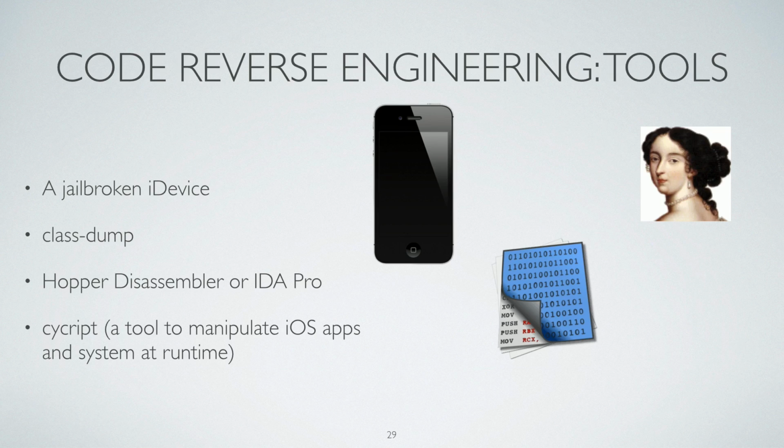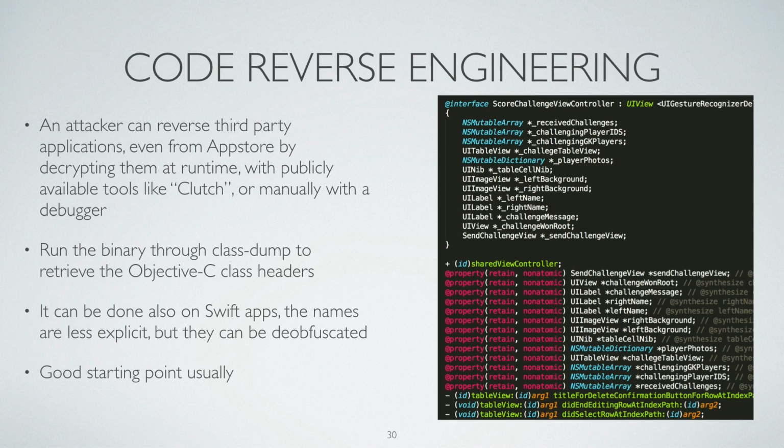How do we reverse an iOS application? We need a jailbroken device and a couple of tools. The first one is a simple tool that you can find in Xcode, and it will dump the headers and the properties of your applications, so an attacker can start to understand the logic and the structure of your application, taking a look at your interfaces.